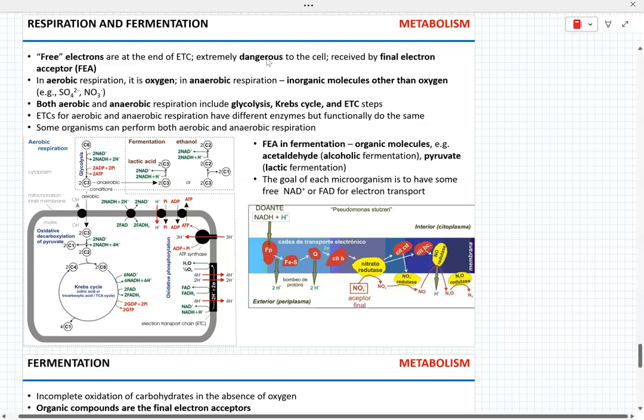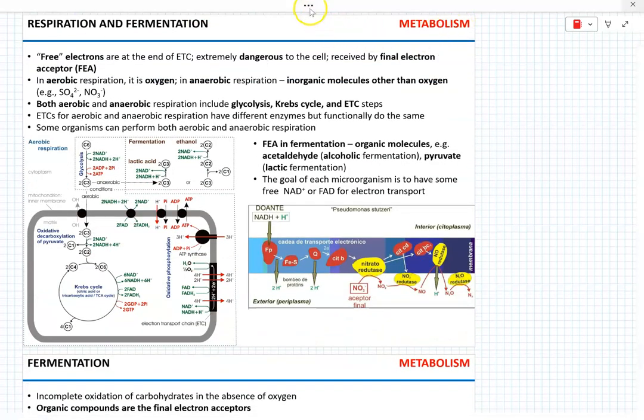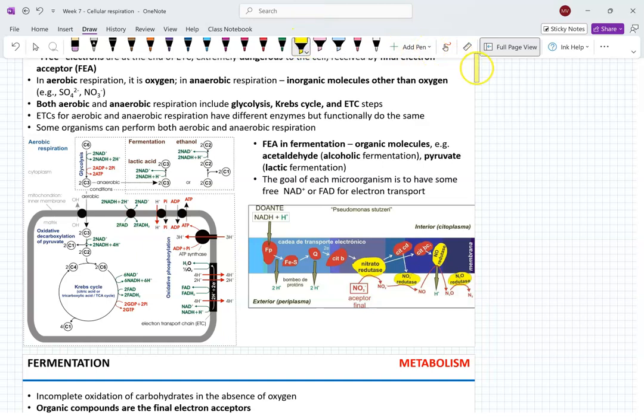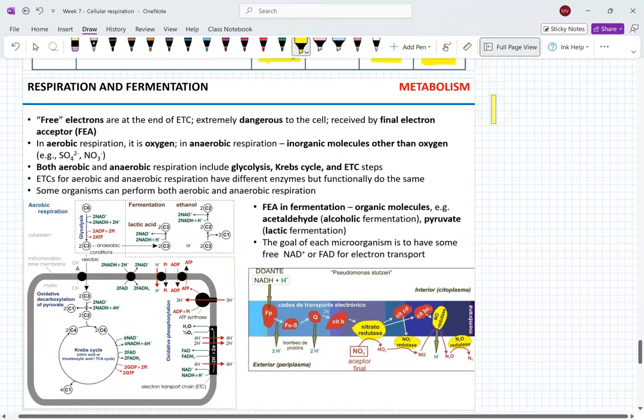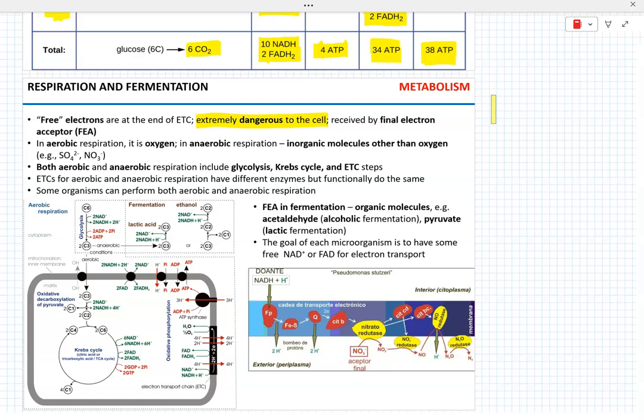Now we're going to move on to talk about other concepts associated with glucose catabolism, namely anaerobic respiration and fermentation. So, electrons at the end of the electron transport chain are very dangerous to the cell. Electrons can literally damage a lot of chemicals. So electrons are received by the final electron acceptor. In aerobic respiration, as we figured out, the final electron acceptor is oxygen.